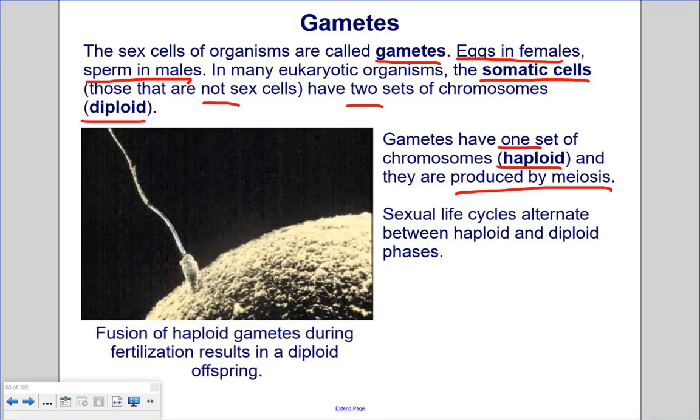So the two cells that were required to make you who you are were a sperm and an egg. Those were haploids. But then after they combined, you are a diploid. Fusion of haploid gametes during fertilization produces a diploid organism. So haploids fusing together, fertilized, makes a diploid organism.